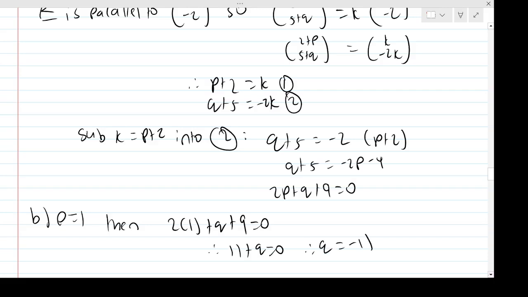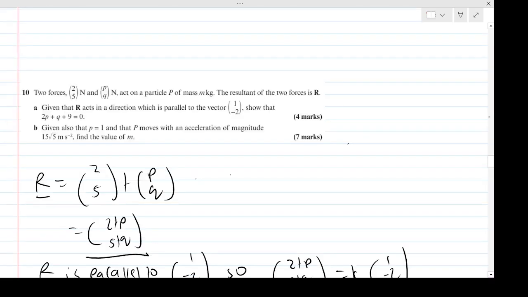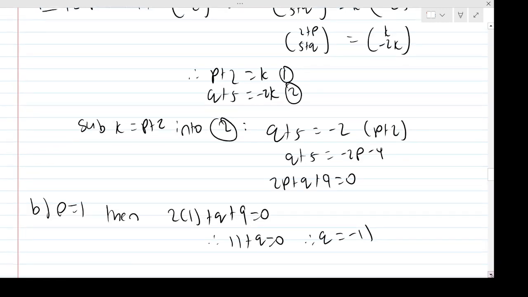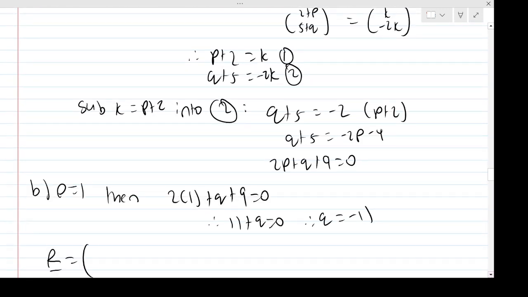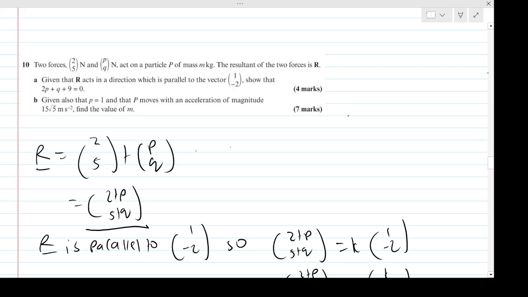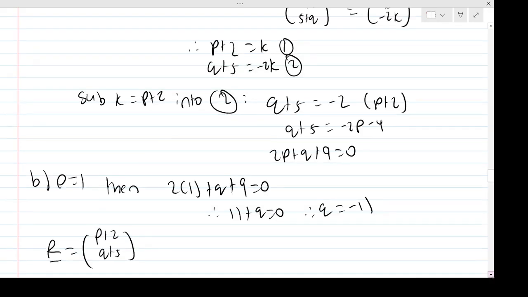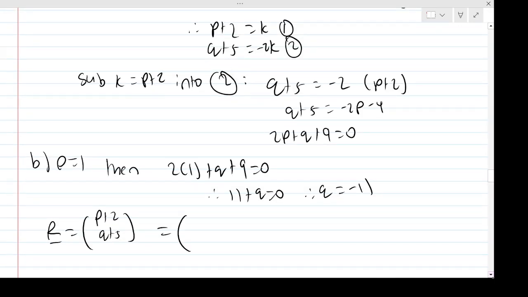Okay, so we found P and Q. Well, why do we want to find P and Q? Actually, our resultant force is in terms of P and Q, right? So my resultant force, if I substitute that in, was P add 2 and Q add 5. Yes, there we are, I've just copied that resultant force. If I then substitute these values in, P add 2 is going to be 1 add 2. Q add 5 is minus 11 add 5, which goes to 3, then minus 6.